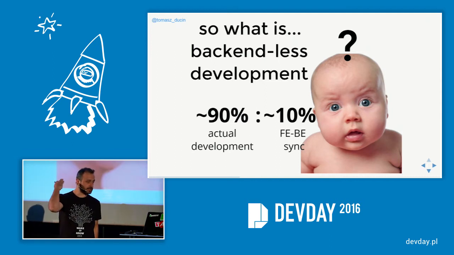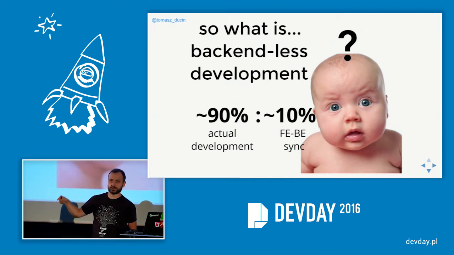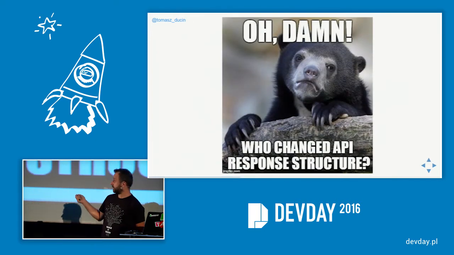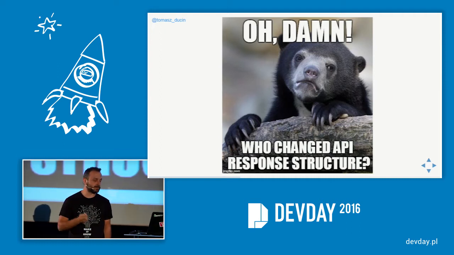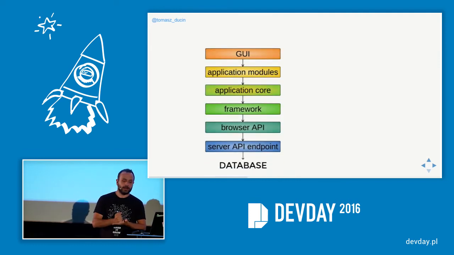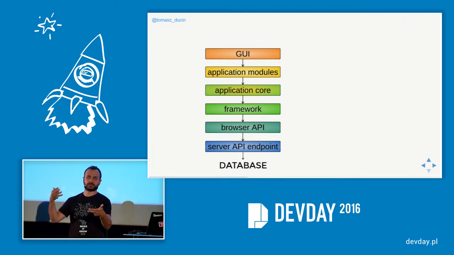So basically, this is backend-less development. Don't confuse it with serverless, which is a completely different thing. And yeah, backend-less development avoids situations like who changed the API response structure. Okay, so backend-less development is based on mocking the API. So it's providing some kind of fake data source.